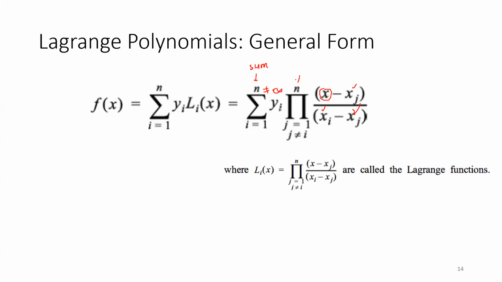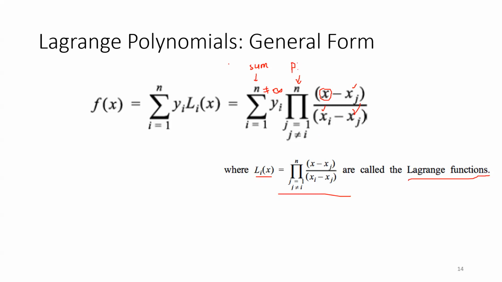What about this? What is the pi? What does the pi product stand for? I just said it. The pi is for p, the p stands for product. So it's the same thing as sum. You're just multiplying all of those together, okay? So this L of i term is defined by this product. These are called the Lagrange functions. Okay, so this is just the general form.